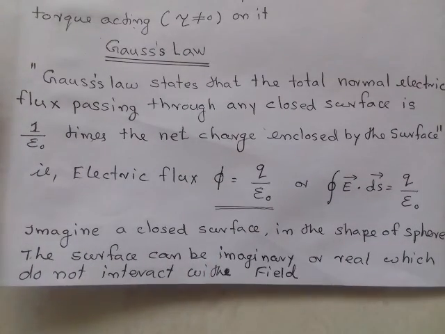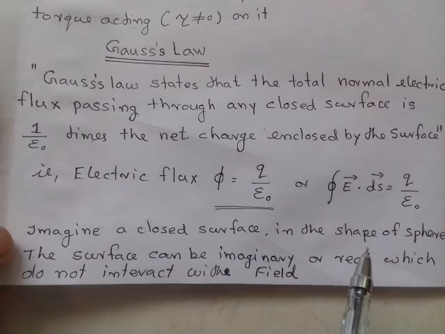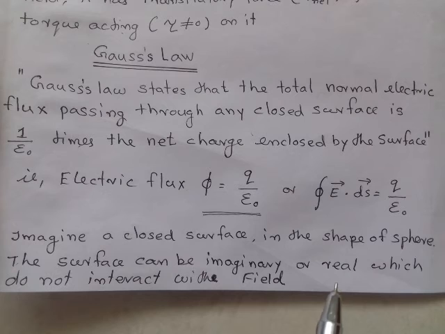We move on. Imagine a closed surface in the shape of a sphere. For ease of practice, we are taking a spherical surface. We can handle the spherical surface easily, mathematically. The surface can be imaginary or real, which does not interact with the field. That means it should not be a charged metallic sphere. It should not interact with the other electric fields.